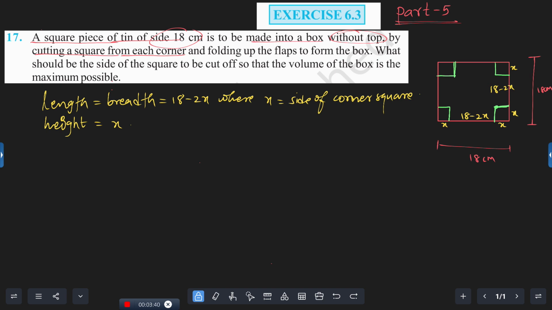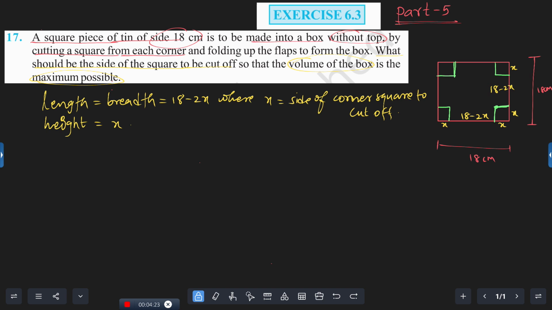Understand? Right. Listen carefully. What should be the side of the square to be cut off? The side of the corner square I wrote now, that is the side of the square to be cut off, which we have removed after cuts. They are telling the side of a corner square to be cut off. So this x only they are asking to find. For finding x, what is the condition given by the question? Volume of the box is maximum possible. Have you noticed the word which they gave? Volume of the box which is maximum.